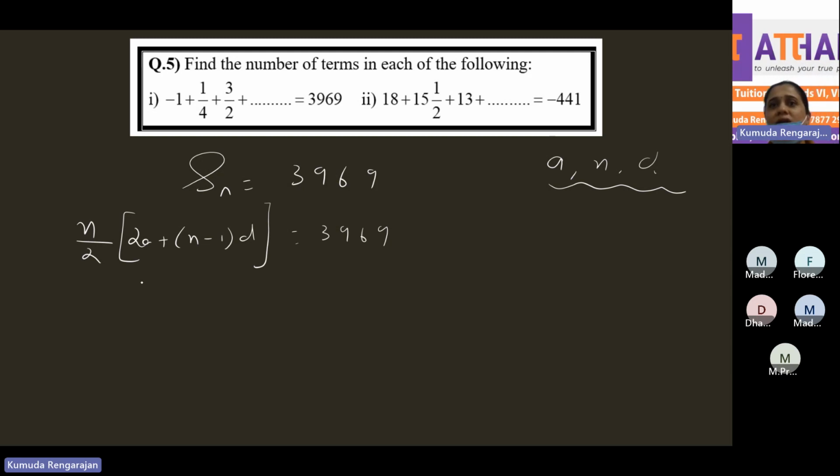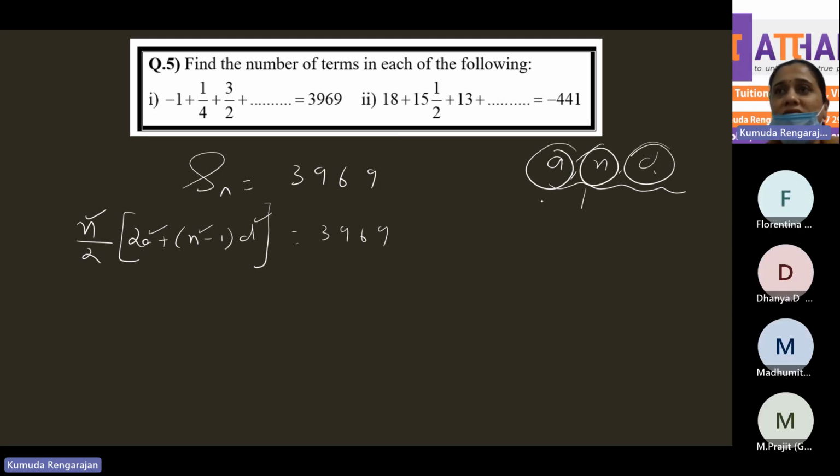There should be at least one unknown. If you know the values of a, n, and d, then what are you working for here? See, there are three unknowns. You can see a here, n here, and d here. We have the value of a and d. We don't know n. If you know n, then what is the purpose? So the unknown here is n, so you'll have to substitute.